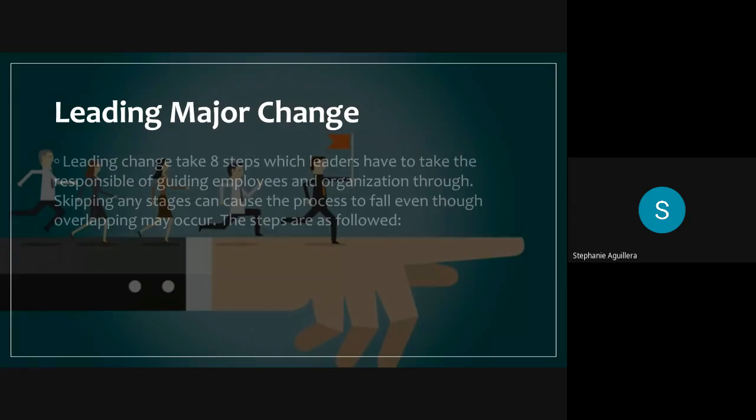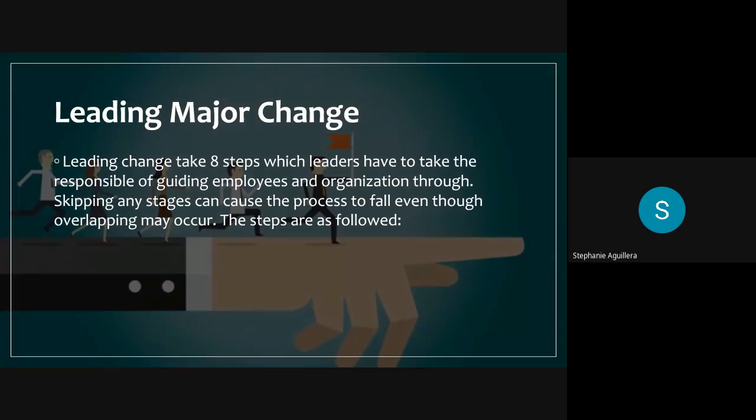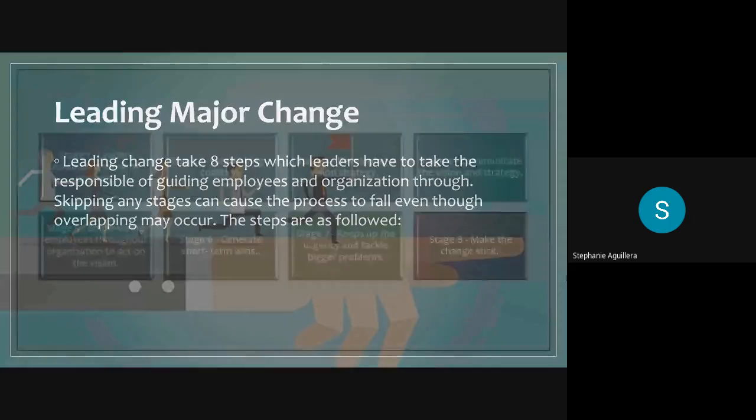Leading major change. Leading change takes 8 steps, which leaders have to take responsibility for guiding employees and organizations through. Skipping any step can cause the process to fail, even though overlapping may occur. The steps are as follows.